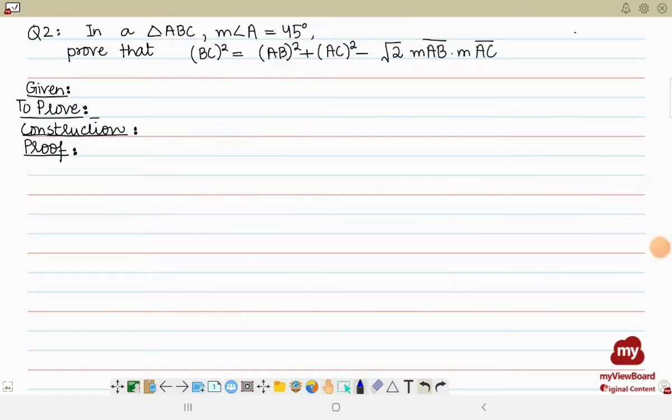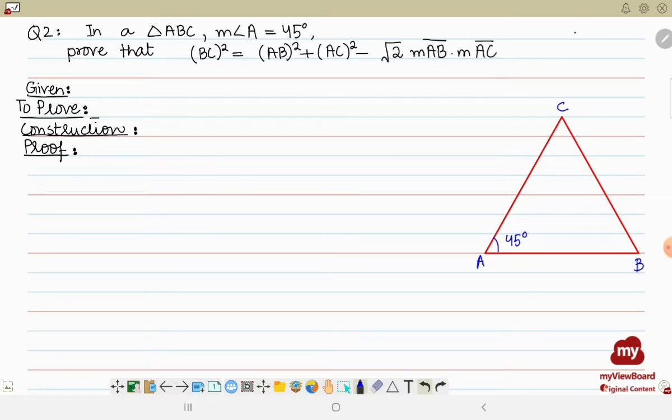Now we will be solving question number 2. In a triangle ABC, measure angle A is equal to 45, and we have to prove this. Let's draw the triangle first. Okay, this is a triangle, let's say, and let's label its corners A, B, and C, right? And it is given to us that measure angle A is equal to 45 degree. So let us draw it as 45 degree.